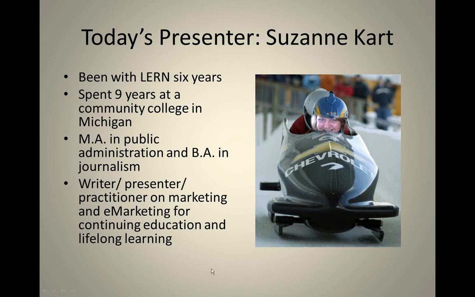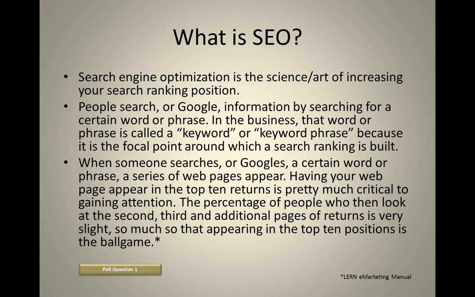So I thought today we'd just start from the beginning and talk about what exactly is SEO. Frankly, search engine optimization is the science or the art of increasing your search ranking position. People search the internet, or they Google information, by searching for certain keywords or phrases. And in the business, that word or phrase is called a keyword or keyword phrase because it is the focal point around which a search ranking is built.